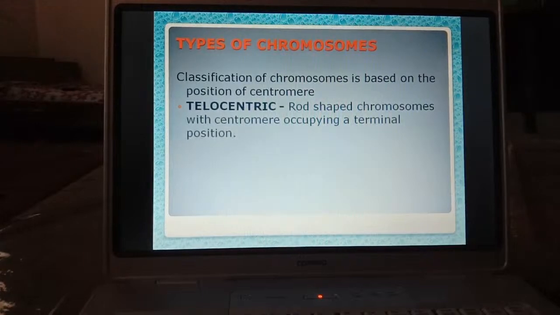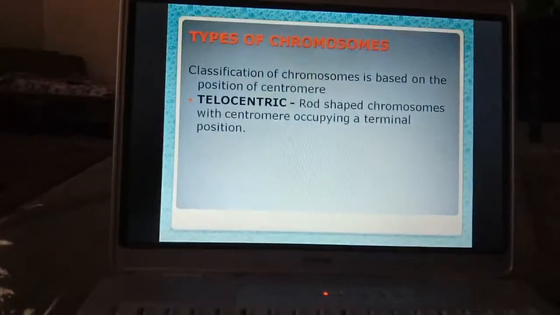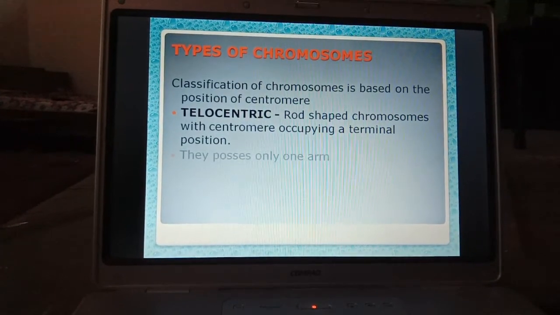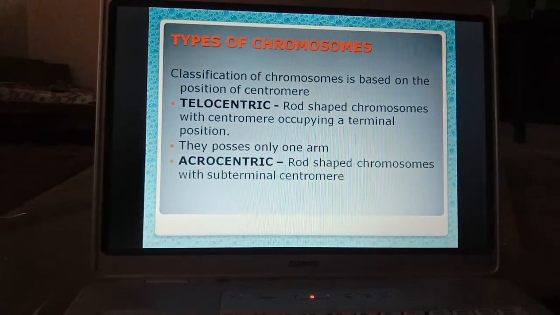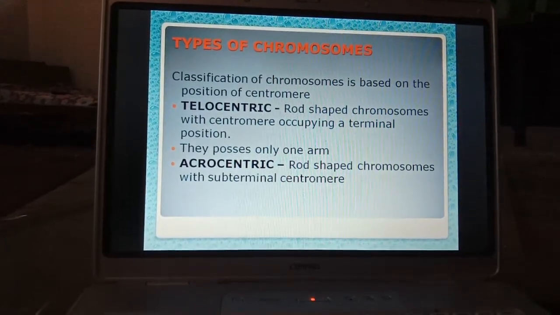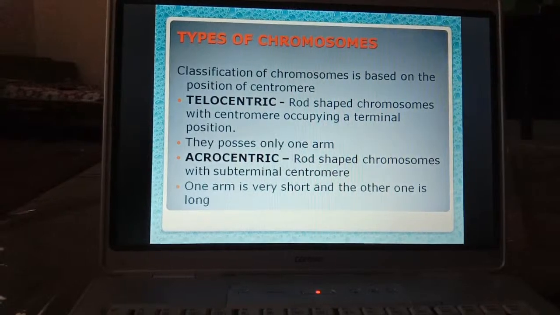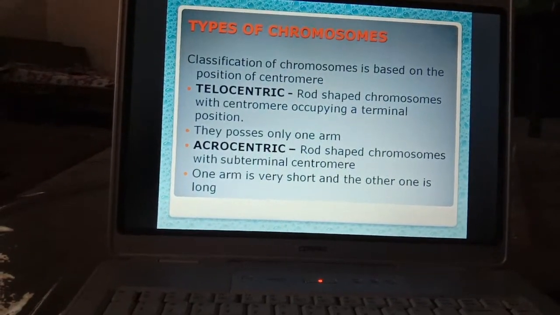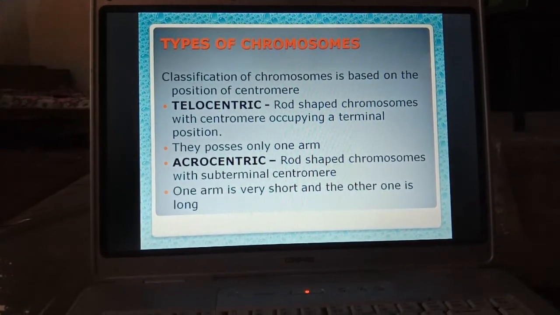The first type is telocentric. These are rod-shaped chromosomes with centromere occupying a terminal position. They possess only one arm. The next type is acrocentric. These are rod-shaped chromosomes with subterminal centromere, means slightly just before the ending point. One arm is very short, whereas the other arm is very long.